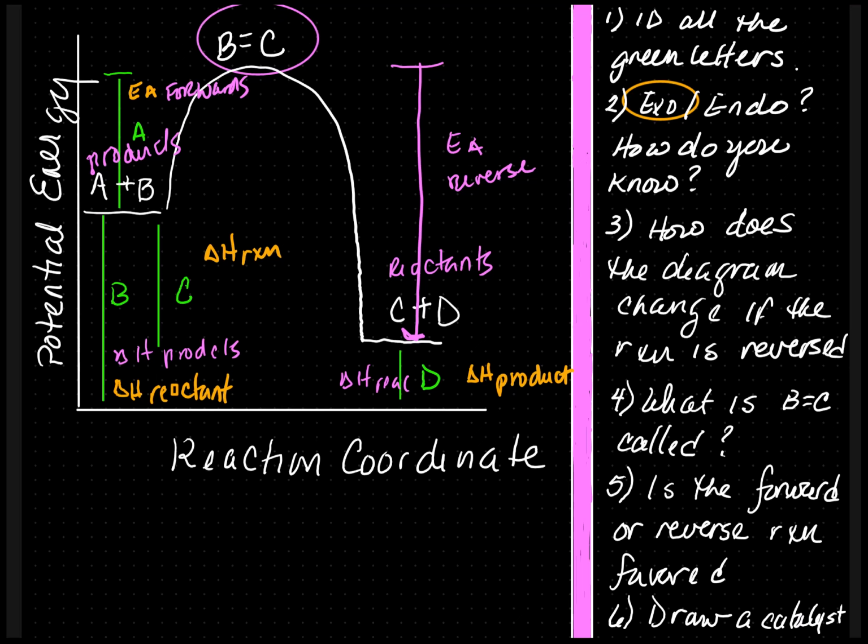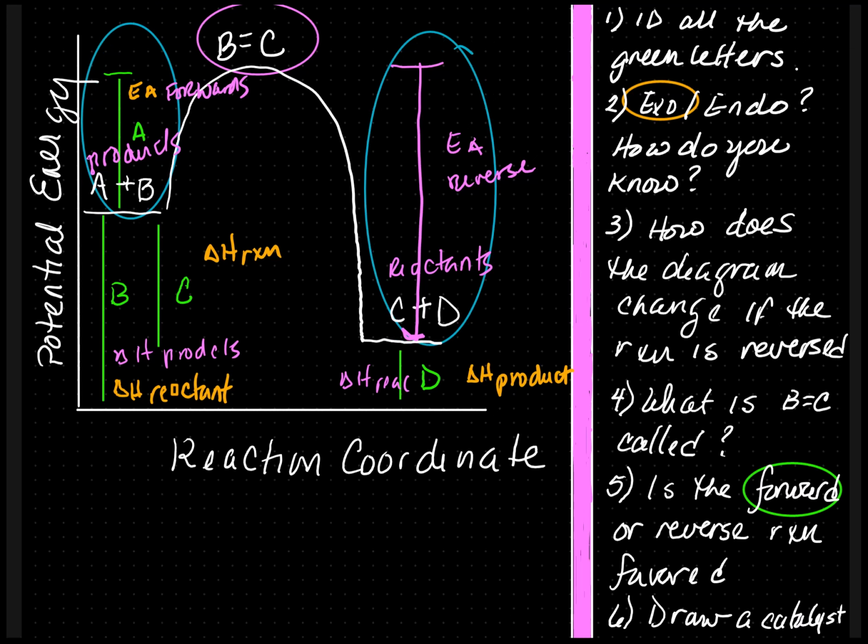Is the forward or the reverse favored? The forward is going to be favored. Why? It has less activation energy. So if I look at my picture here, this is the activation energy for the forward. This is my activation energy for the reverse. Forward reaction will be favored.